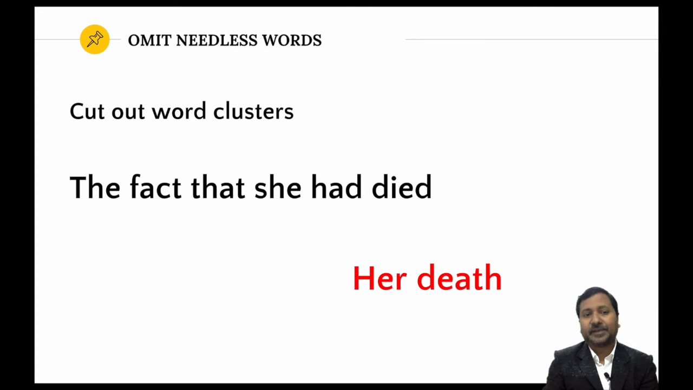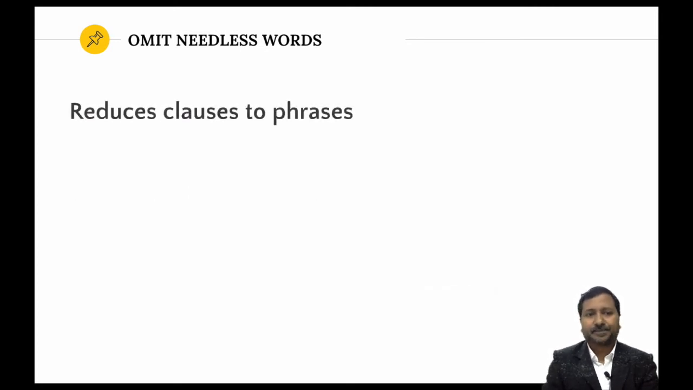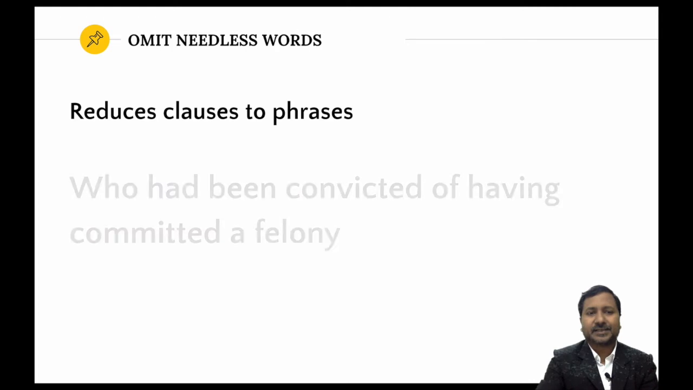Another example would be "because of the fact that." A simple "because" would suffice. Now let's look at the fourth technique: reduce clauses to phrases. The words which, who, and that indicate an opportunity to reduce a clause to a suitable phrase. Let's see an example now.